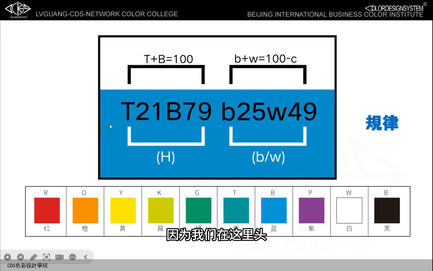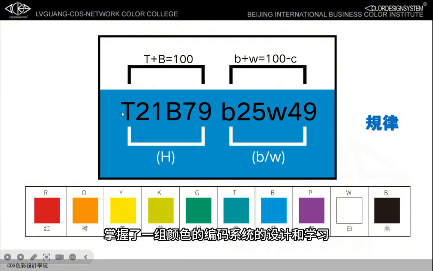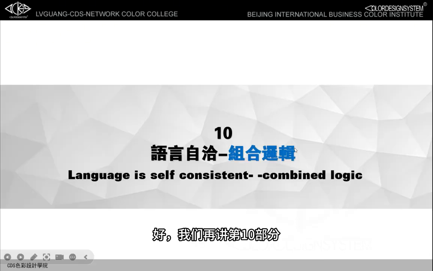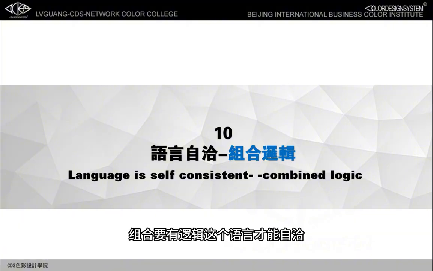Because there's been a lot of visual psychology experimentation and training, you master the design and learning of a set of color coding systems. It will produce an infinite number of equally quantified colors. Okay, let's move on to part 10. Language self-consistent combinatorial logic. Combinations must be logical in order for the language to be self-consistent.